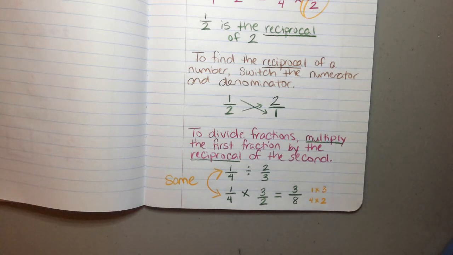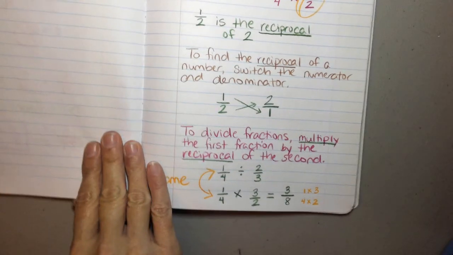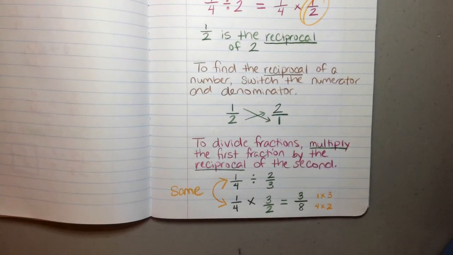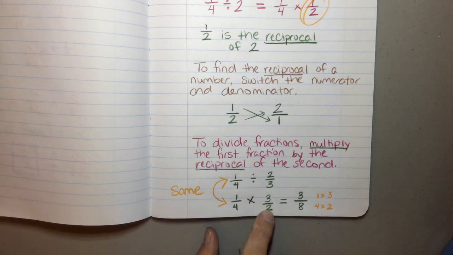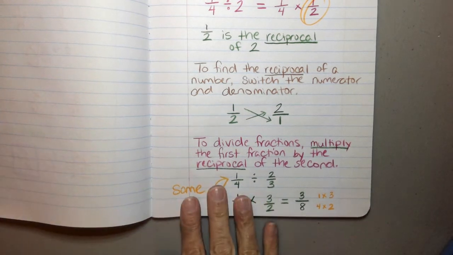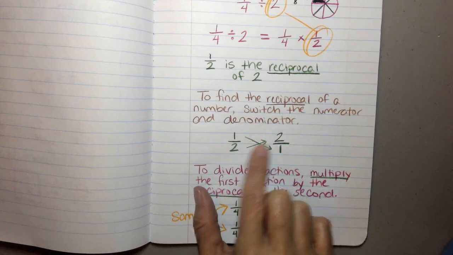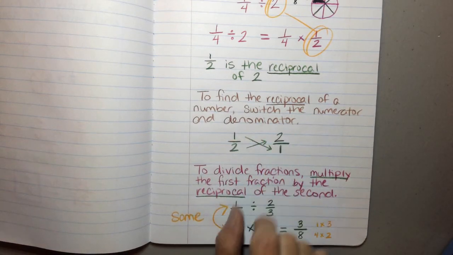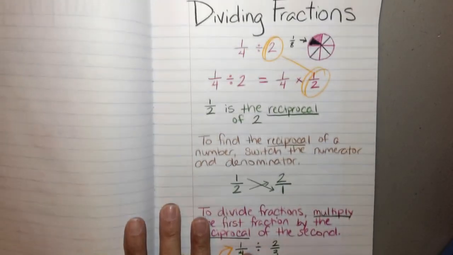So when you divide fractions, you're actually going to just be multiplying, but you're not multiplying the original fraction, you're multiplying the reciprocal. And the reciprocal is when you take the fraction and you switch the numerator and the denominator.